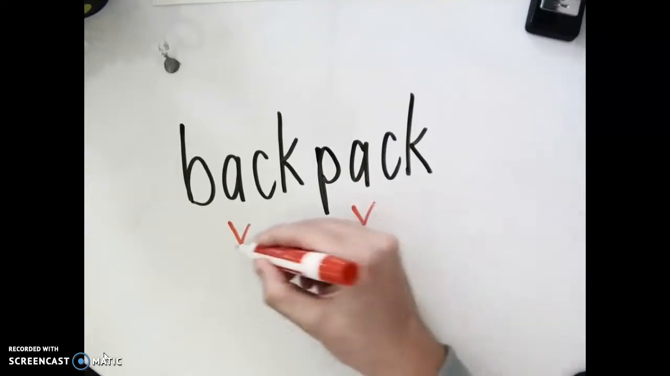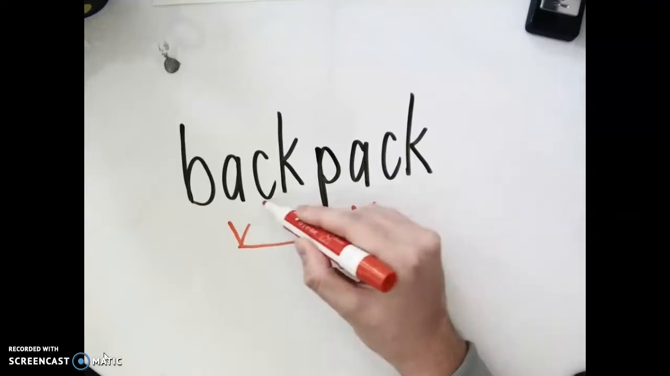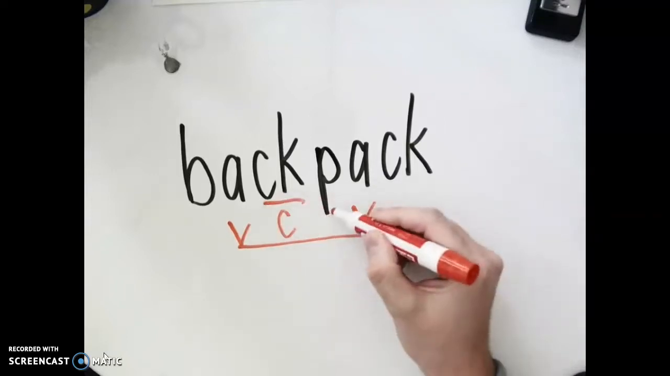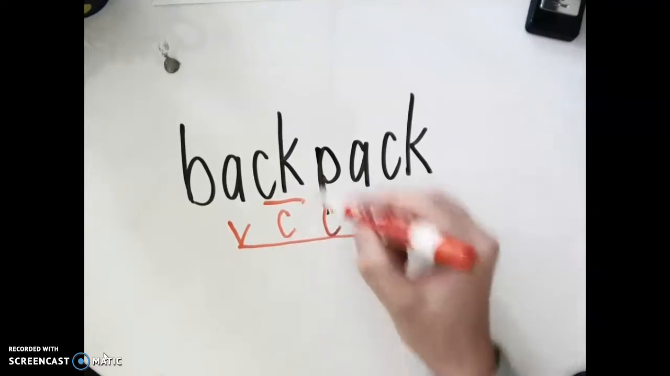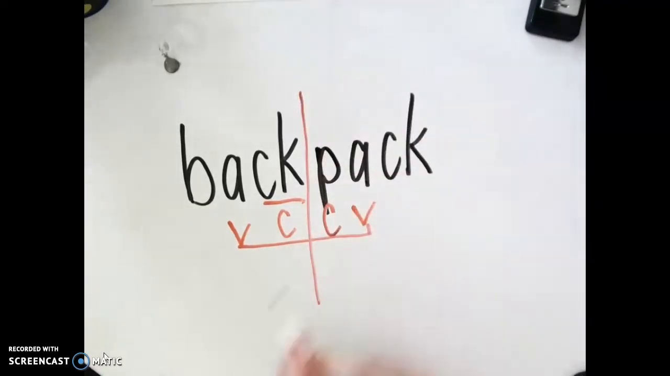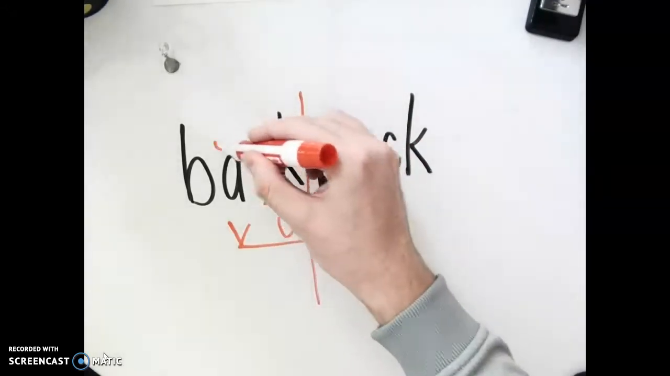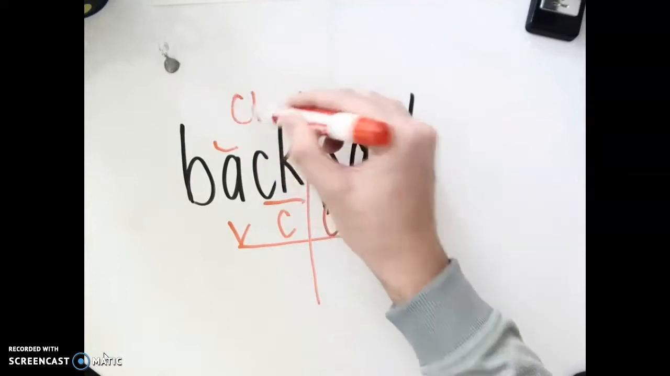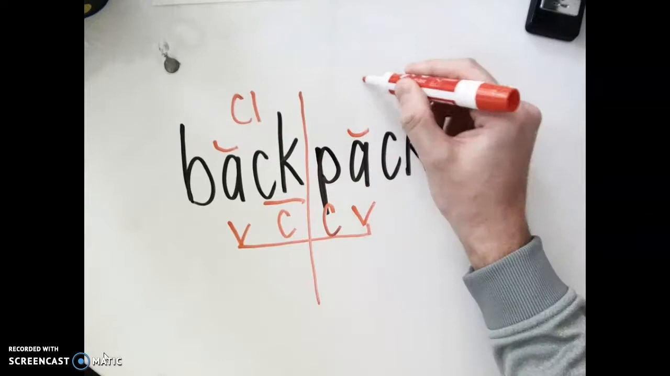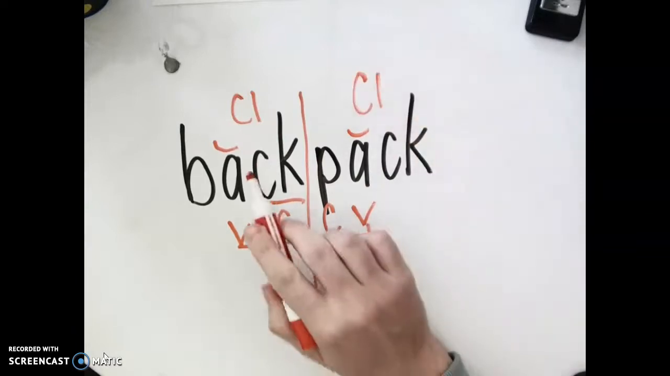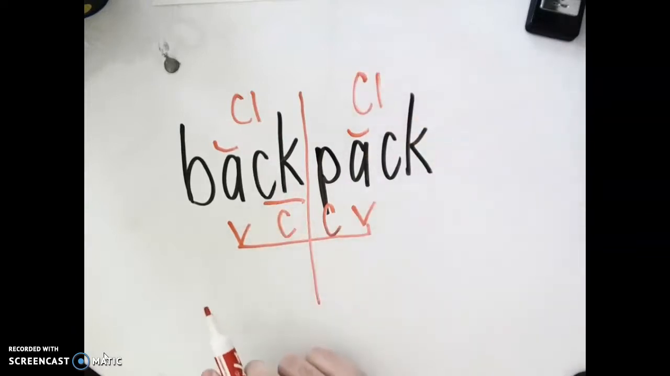Vowel, vowel, bridge. Here I have consonant, consonant. When we have a word like this, the line goes through between the consonants. Now, my first syllable, back, short A, closed syllable. Pack, short A, closed syllable. Here's another closed, closed word.